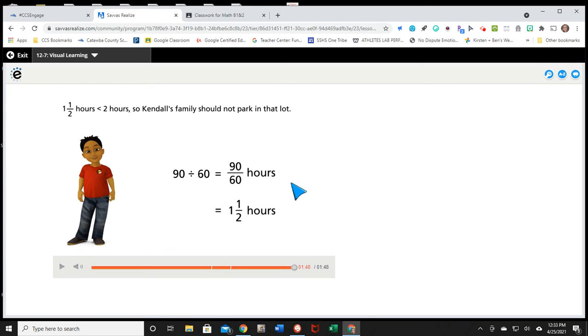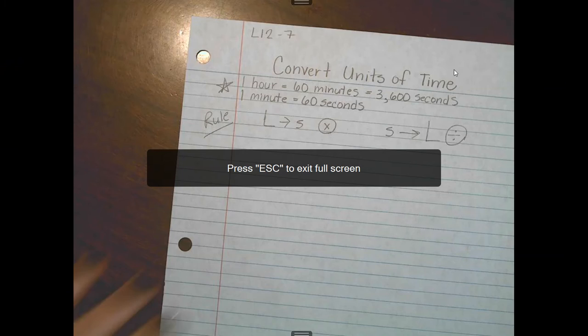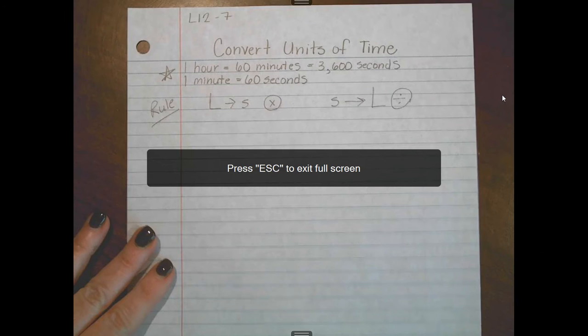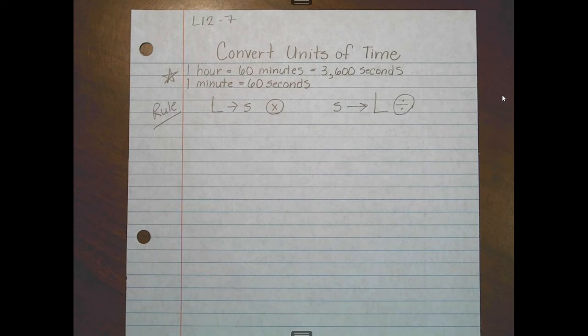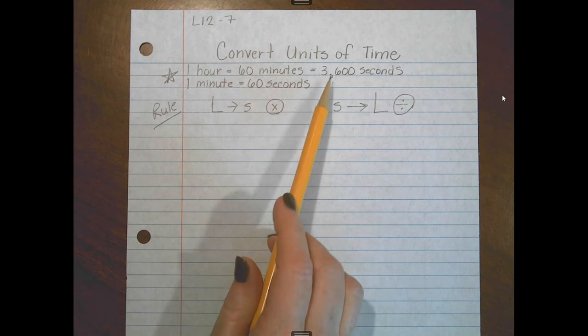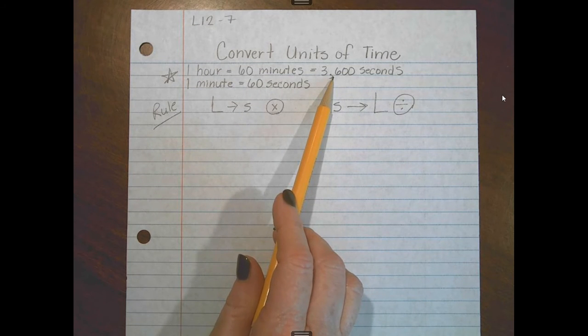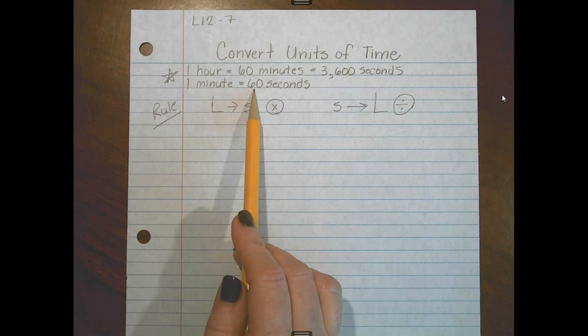All right, so boys and girls, we are going to work on paper. I've gone ahead and started setting up my paper, so if you need to pause the video, you can. This is lesson 12-7. We're converting units of time. I went ahead and put my conversion chart here. 1 hour names the same amount of time as 60 minutes or 3,600 seconds. Those are all equivalent. And we know that 1 minute is equivalent to 60 seconds.